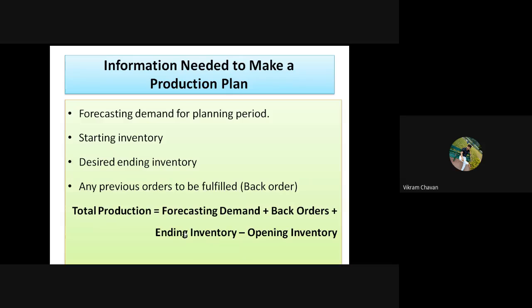In that case, the total production will be equal to the forecasting demand in the market plus back orders, whatever back orders are remaining. Then add the amount of inventory you want to keep as ending inventory at the end of the year, month, quarter or half year. Then minus the opening inventory, that is, how much product is there in stock. Whatever amount you get after putting all the quantities in this equation is the total production planning for your next year.